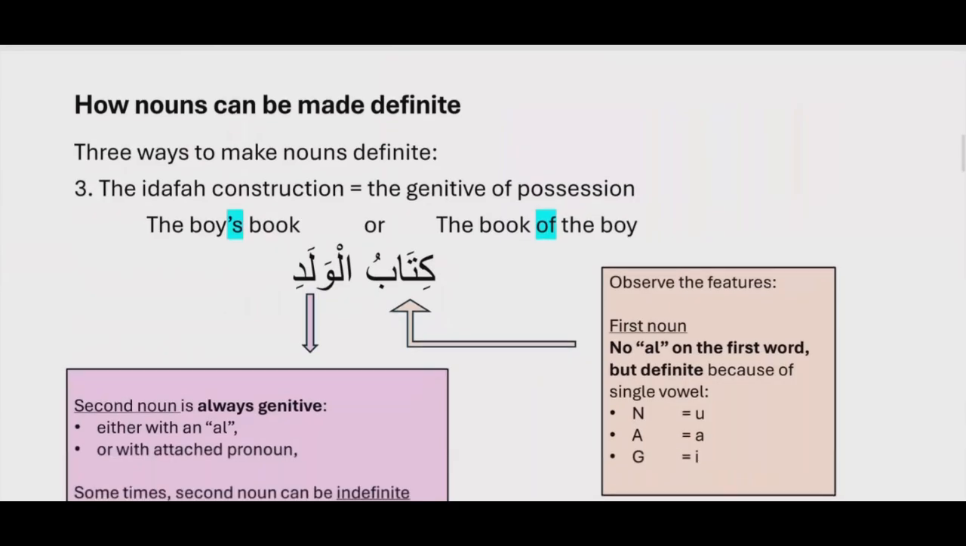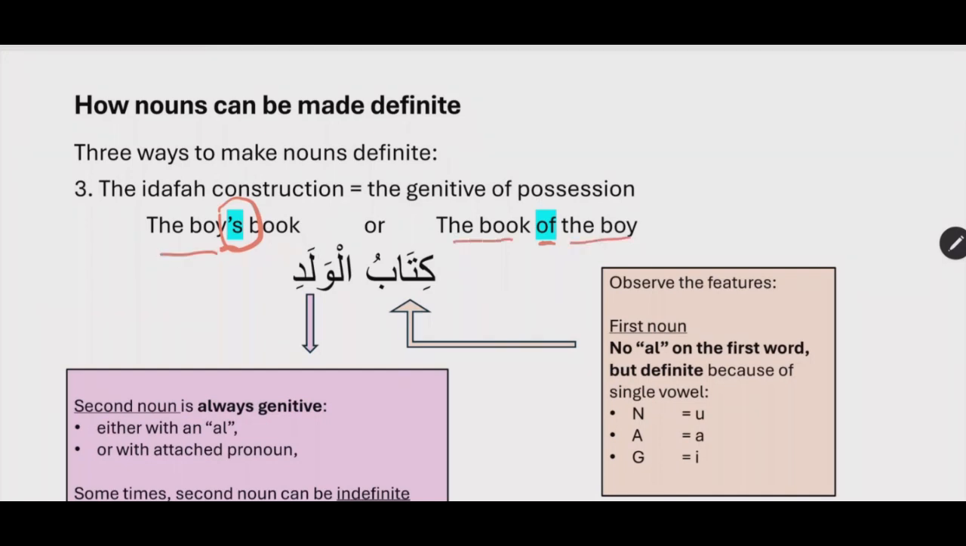Right, and then the third way of making a noun definite is this important concept called the idafa, or the genitive of possession construction. It is unique to Arabic. We said in English there are two ways of expressing this idea of possession, where the book is belonging to the boy. You can either use an apostrophe S, or you can use the word of.